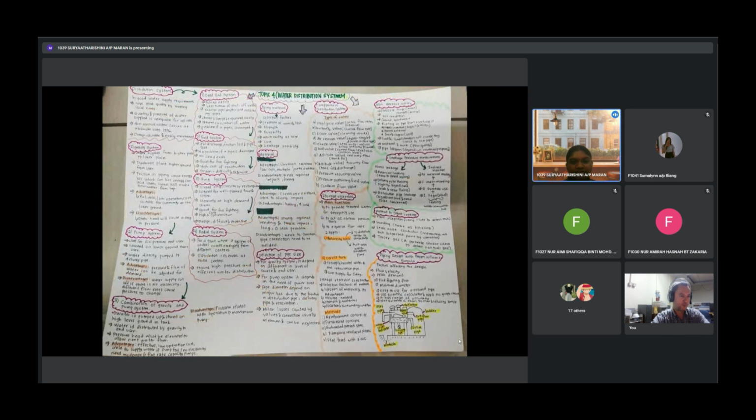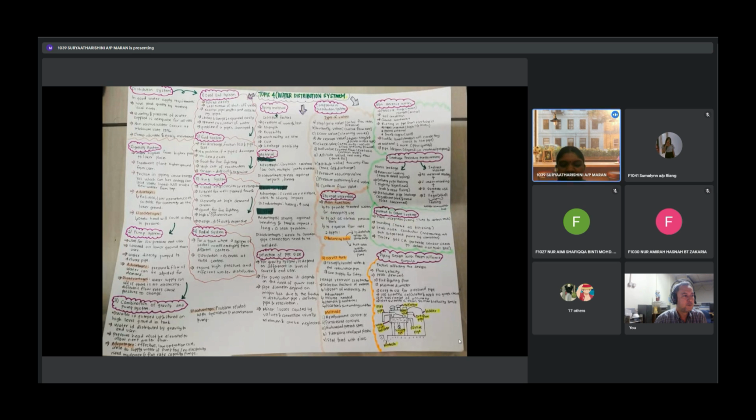Next one is topic 4 about water distribution system. There are 3 types of distribution system. First one is distribution gravity system, pump system, combination of gravity and pump system. Next is dead end system, grid system, ring system, and radial system. Next is piping material, selecting of piping material, advantages and disadvantages of multiple pipe materials, selection of pipe size.